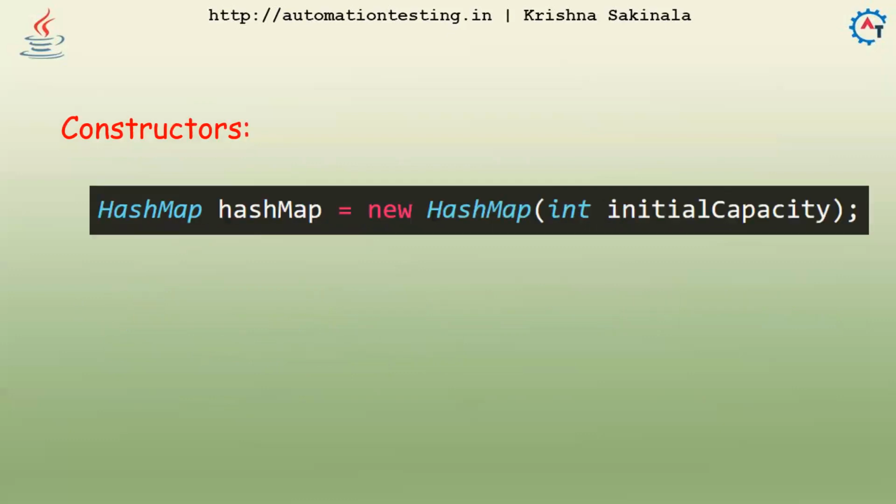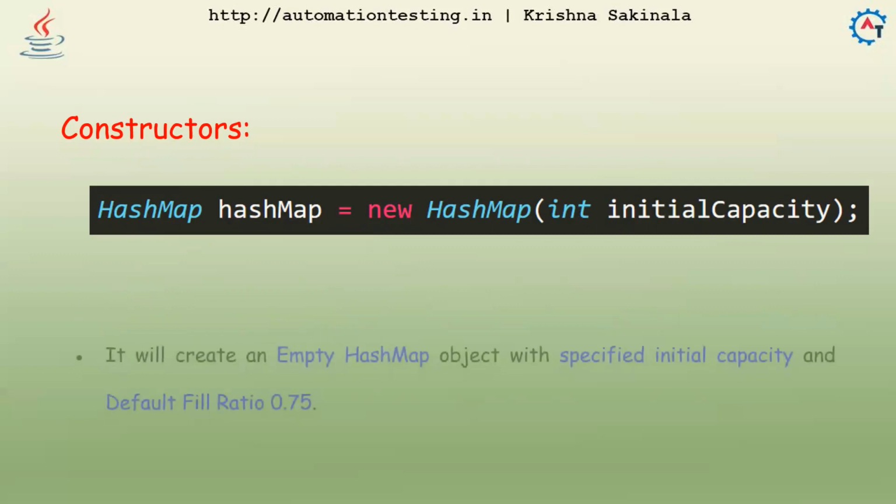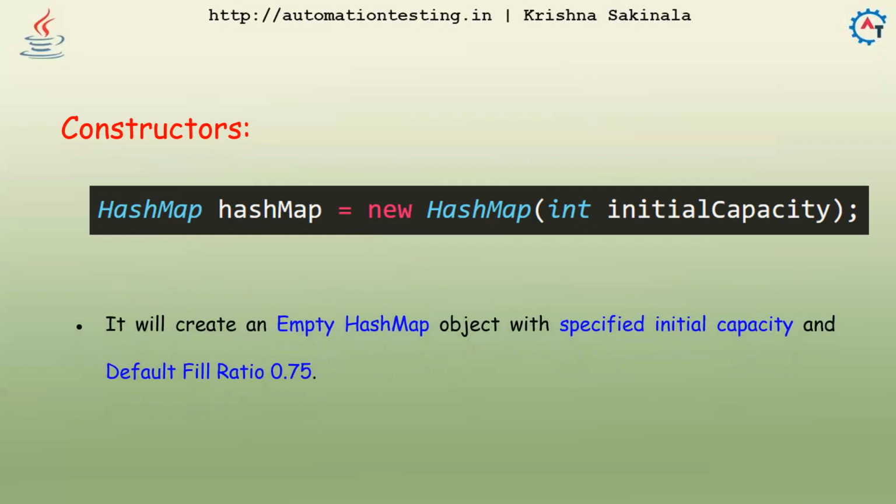Another one is new HashMap, but here we mention the initial capacity. It will create an empty hash map object with the specified initial capacity. Apart from 16, you can give 20, 30, 40, whatever you want. And again, the default fill ratio will be 0.75, so if you reach 75% of that, it will create another hash map. It is an efficient way if you know the capacity. Instead of creating a new hash map later, we can directly mention the capacity and use it at one time, in a single shot.